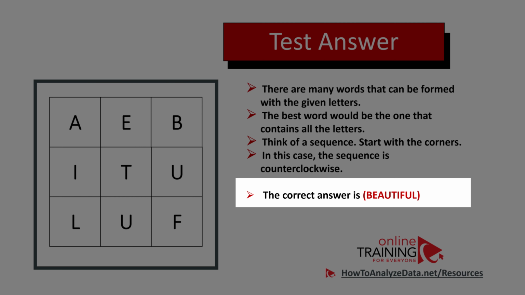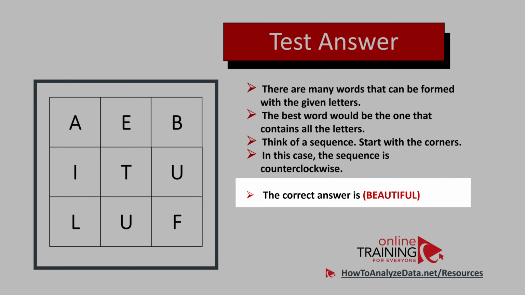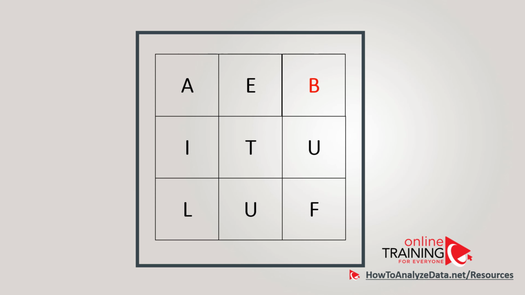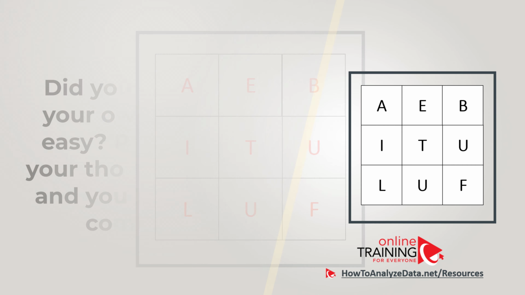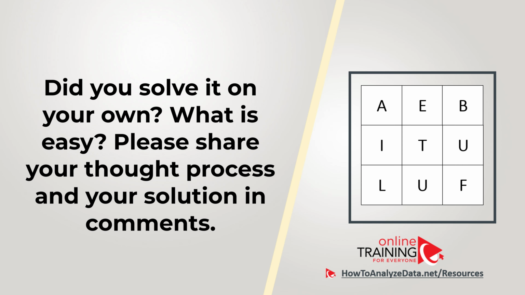The correct answer here is word beautiful, which starts in the upper right corner. And then you go by the letters B-E-A-U-T-I-F-U-L. And that's how you get to the correct answer, which is the word beautiful. Hopefully you've nailed this question and now know how to answer similar problems in the test.